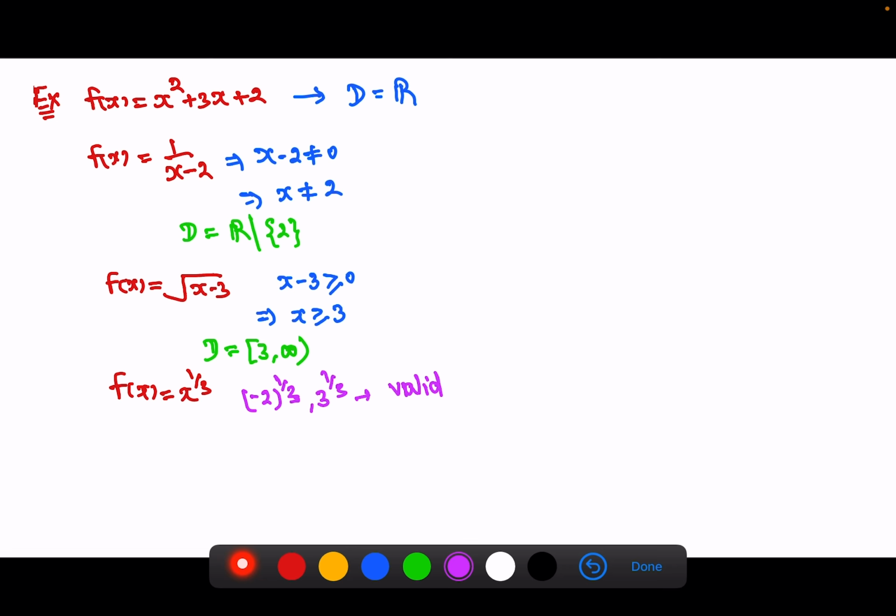So it is defined for all values of x. There is no restriction here. So domain I can write set of all real numbers.